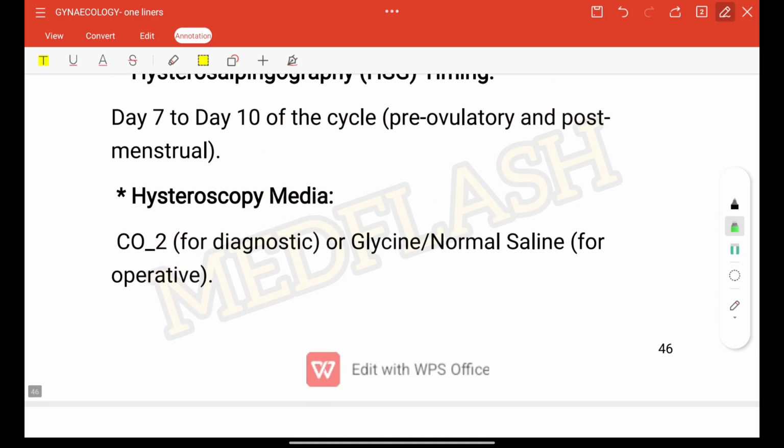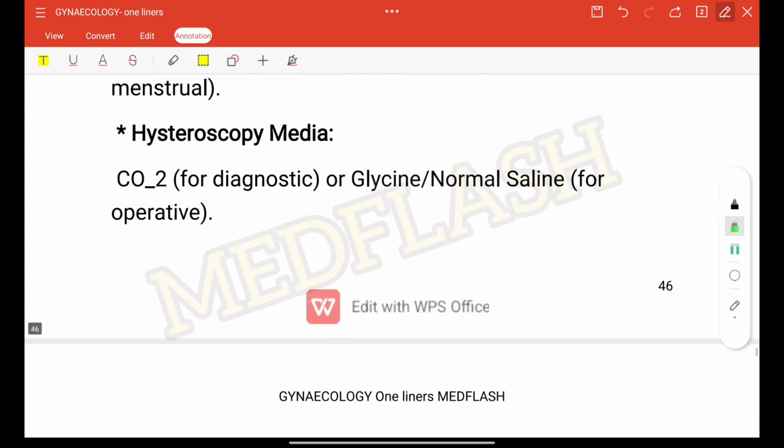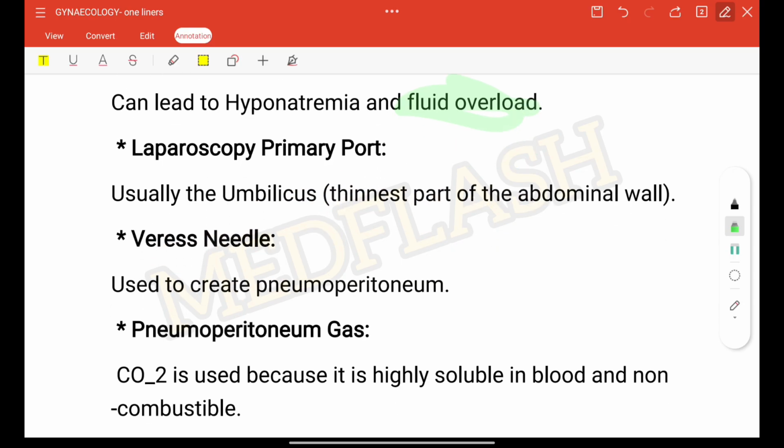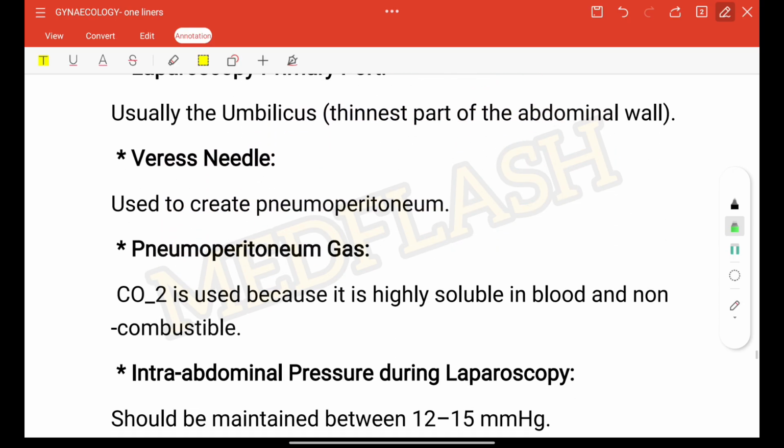Hysteroscopy media: carbon dioxide for diagnostic, or glycine or normal saline for operative. Glycine toxicity can lead to hyponatremia and fluid overload. Laparoscopy primary port is usually at the umbilicus. Veress needle is used to create pneumoperitoneum.